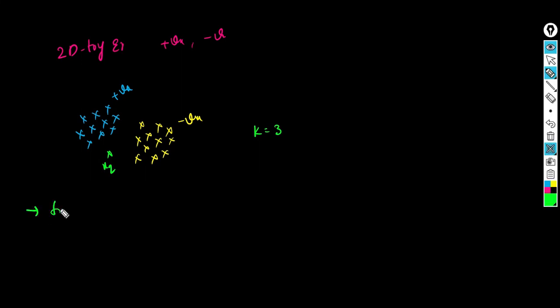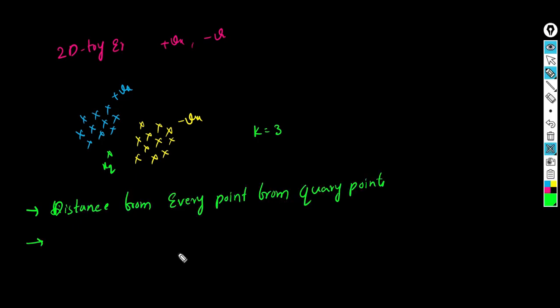In the first step, we find the distance of every point from the query point. Then we find the k neighboring points. That means after sorting, we get the 3 shortest distance points, and those points are considered. Let's consider x1, x2, x3 are the 3 points, and their class labels are y1, y2, y3.